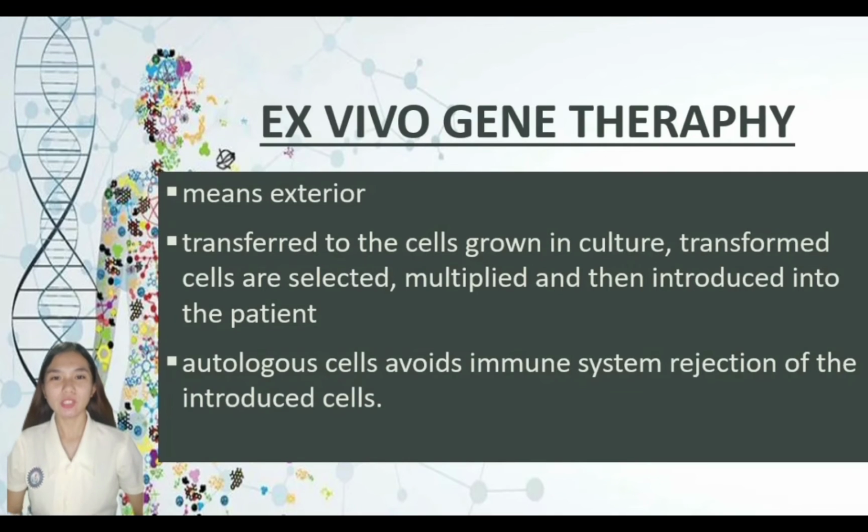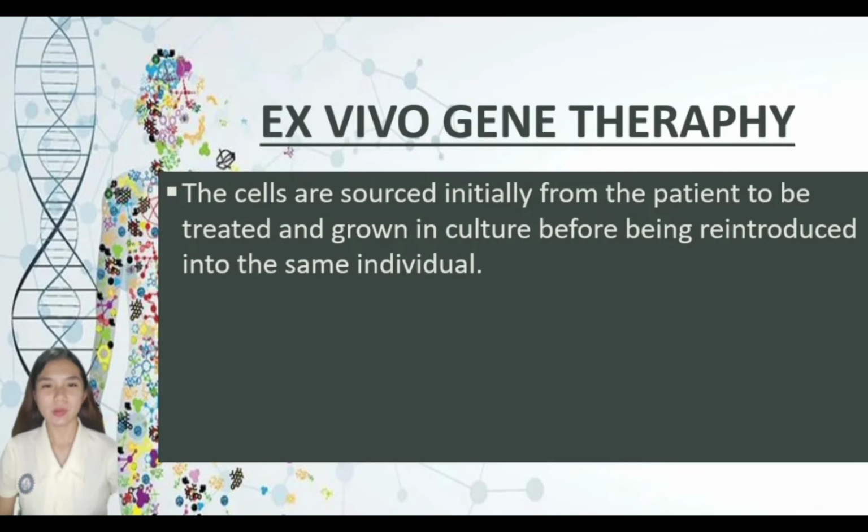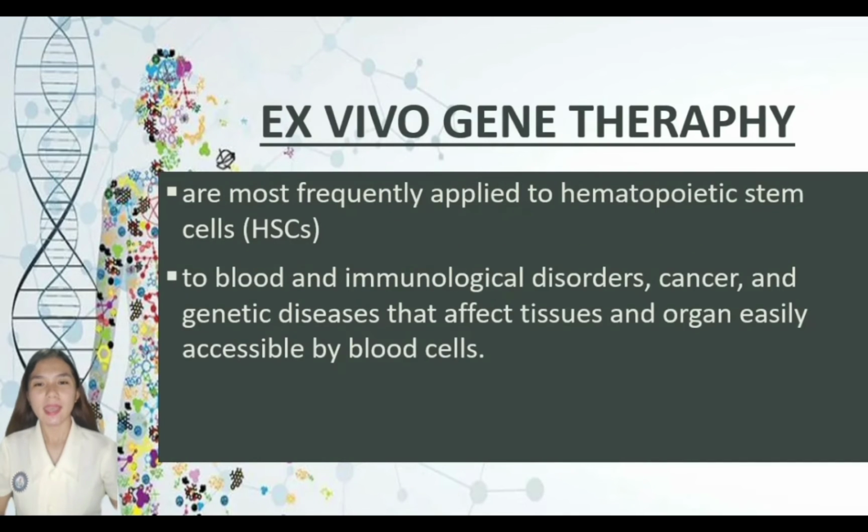The use of autologous cells avoids immune system rejection of the introduced cells. The cells are sourced initially from the patient to be treated and grown in culture before being reintroduced into the same individual. Ex vivo gene therapy approaches are most frequently applied to hematopoietic stem cells, which are relevant to blood and immunological disorders, cancer, and genetic diseases that affect tissues and organs.